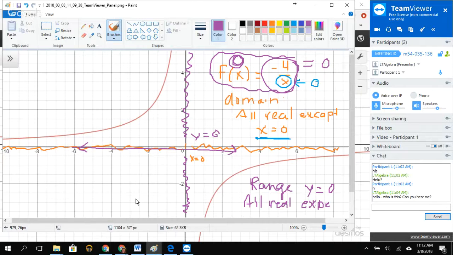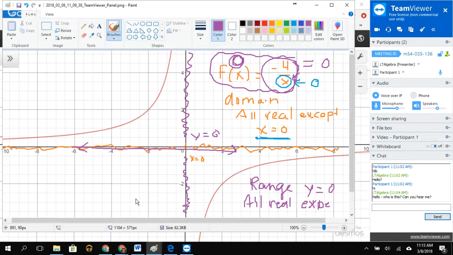How am I going to get -4 divided by something equal to 0? If I do -4 divided by -4, I get 1, right? If I do -4 divided by 0, I get undefined. There's no way I can put a value in for x that's going to give me 0, because I need to multiply by 0 in order to get 0, and I can't do that the way this function is set up.